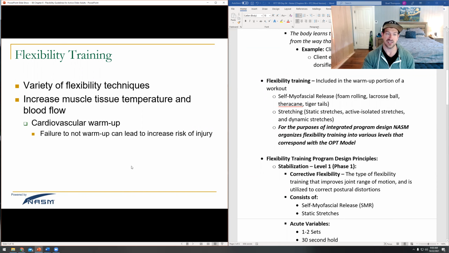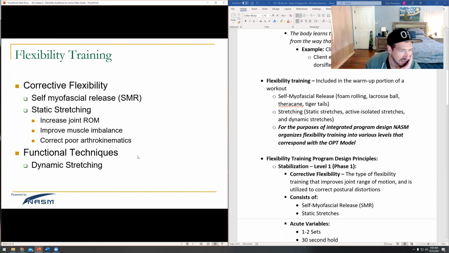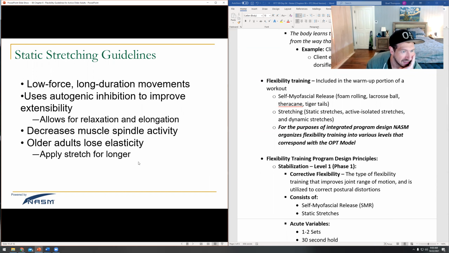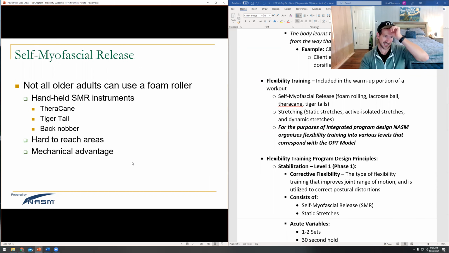Autogenic inhibition is, hold on, let me just check. I want to make sure I'm not getting too far ahead of myself. Yeah, it's going to come up in a couple slides. Okay.